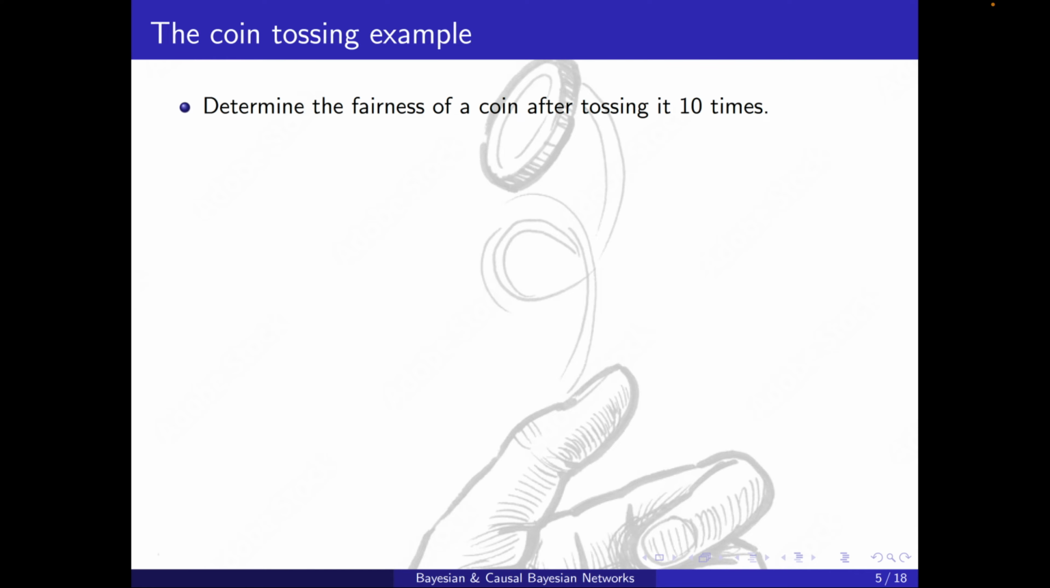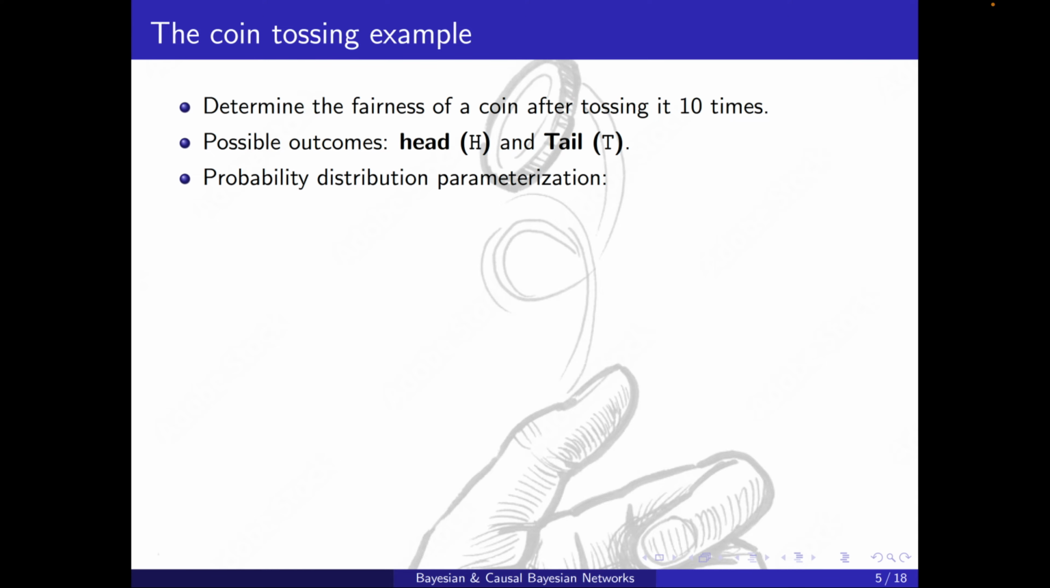But to elaborate, I will start with a simple example, the coin tossing example. The task is to determine the fairness of a coin after tossing it 10 times. Possible outcomes, of course, are head and tail, and the probability distribution parameterization can be done with a single parameter theta. So probability of heads theta, tail 1 minus theta.